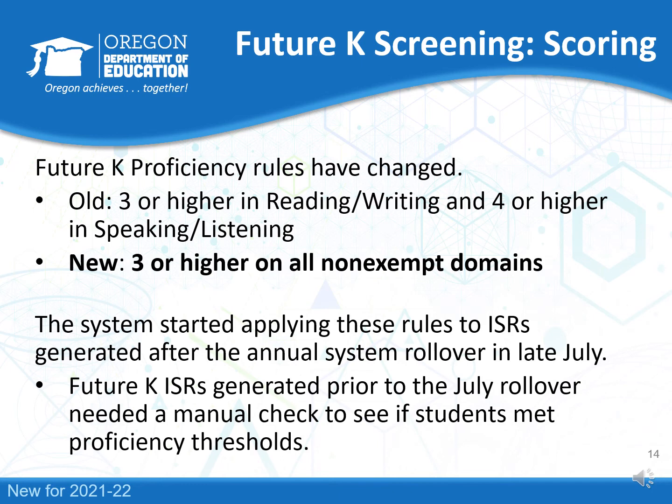These new scoring rules are automatically applied to ISRs generated on and after August 3rd, 2021. Districts needed to manually apply the correct proficiency rules to the student's domain profile for ISRs generated between March 1st and July 16th, 2021.